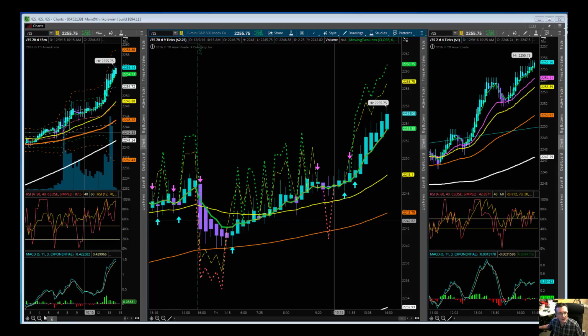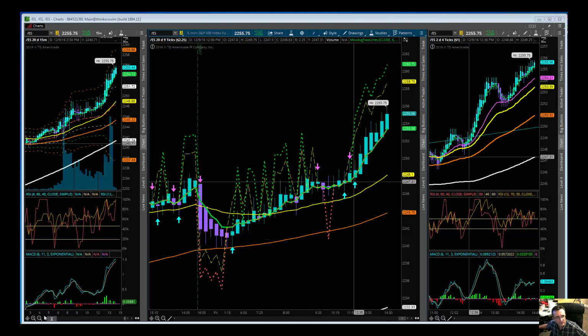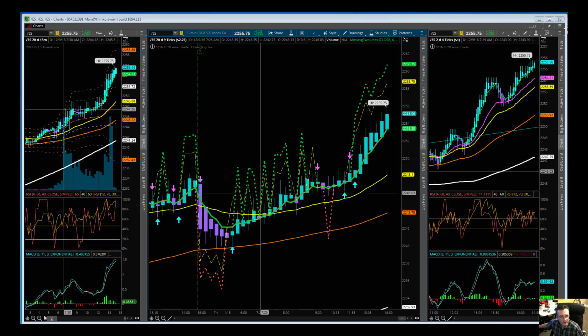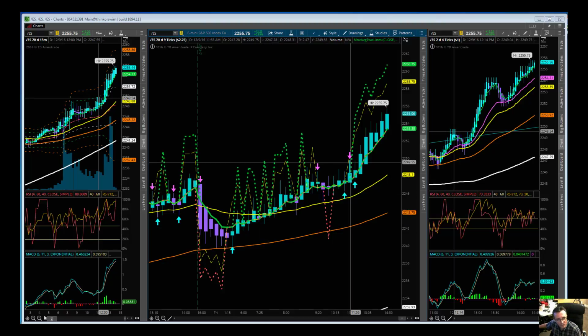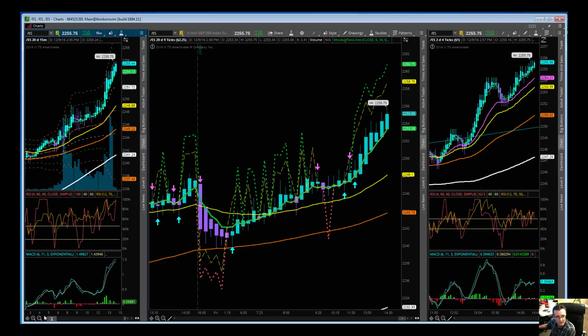Okay, so we've got the three charts set up here. On the far left, just to reorient, we've got the 15-minute chart. Across the top here, we've even got the VWAP on here as well, the volume weighted average price. That's these dashed lines here. The third one out is the third standard deviation. The green one's the second, the white one's the first.